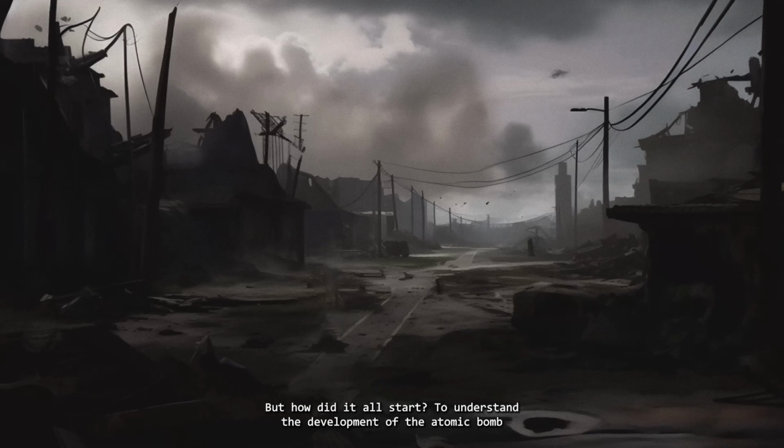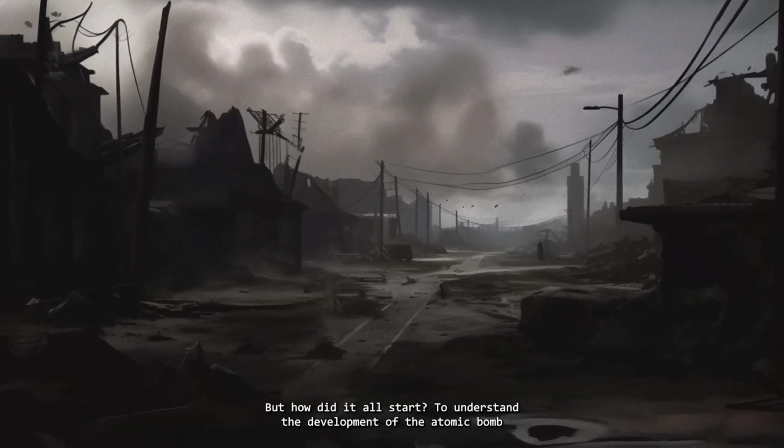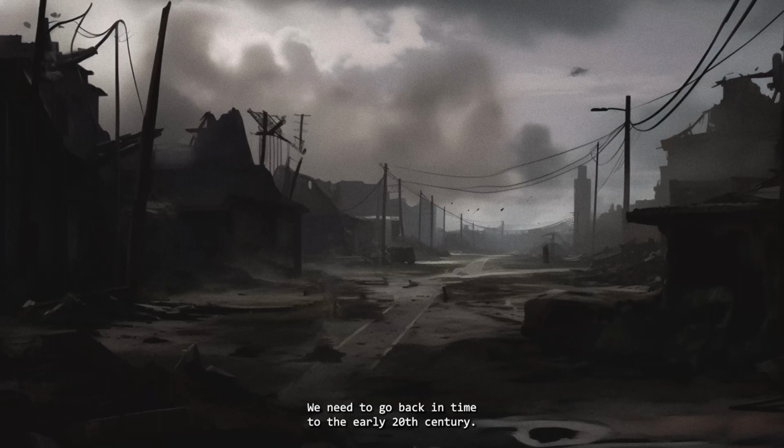But how did it all start? To understand the development of the atomic bomb, we need to go back in time to the early 20th century.